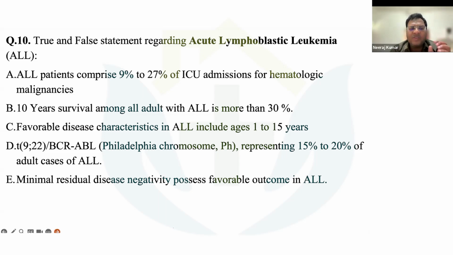And the last option: minimal residual disease, if it is negative, has a favorable outcome in ALL. So which statement is true and which is false? I think three or four important facts are there for acute lymphoblastic leukemia. If you know it right, it's wise. If you don't know, you have to read all those textbooks.